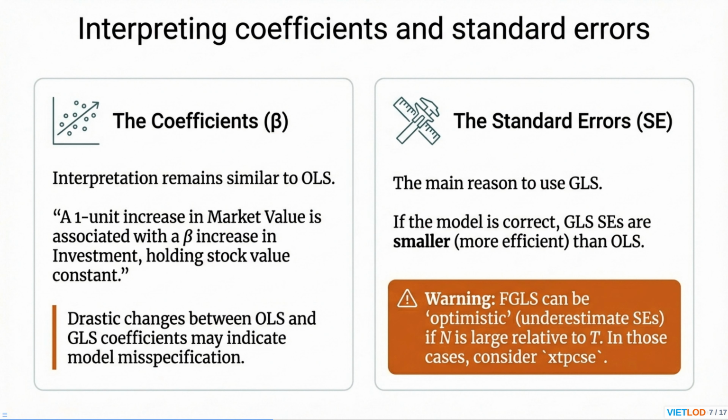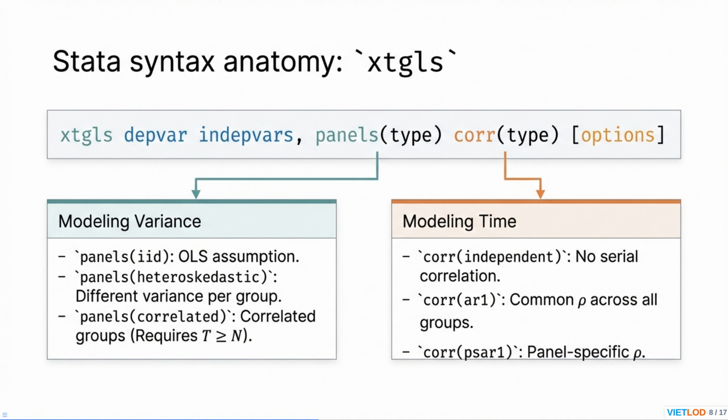The primary benefit and the main reason for employing GLS lies in its impact on the standard errors. When the model is correctly specified, GLS standard errors will be smaller and more efficient than those obtained from OLS, leading to more precise inference. A crucial warning, though: feasible generalized least squares can sometimes be optimistic, meaning it may underestimate the standard errors. This is particularly true when the number of cross-sectional units, n, is large relative to the number of time periods, t. In such scenarios, it's advisable to consider using xtpcse, or panel-corrected standard errors, as a more robust alternative.